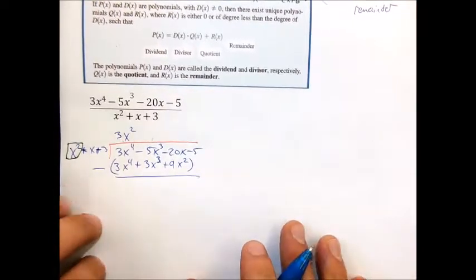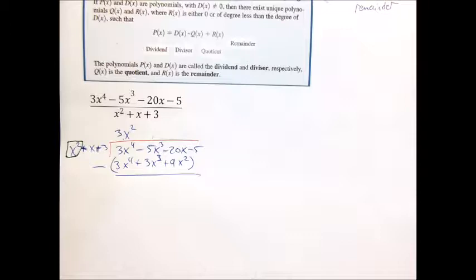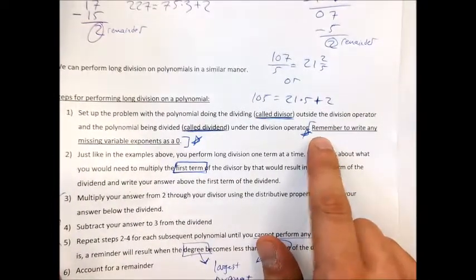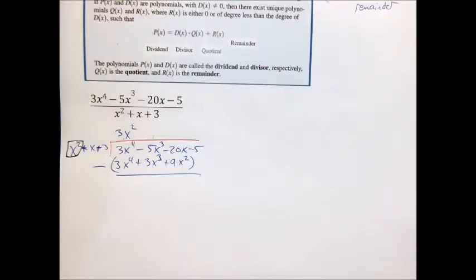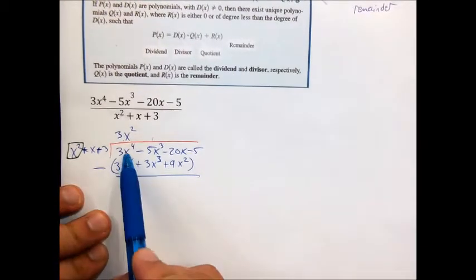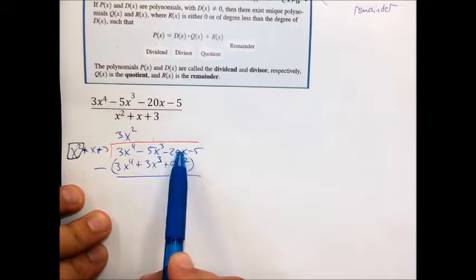And now we want to do this subtraction. But what am I missing? We're missing the x squared. What I had written was on that first page, the thing I highlighted with a star and then forgot to add myself: if you're missing a variable, remember to write any missing variable exponents as a 0. In this problem, we were missing an x squared. We have an x to the 4th, an x cubed, and then it goes to x.